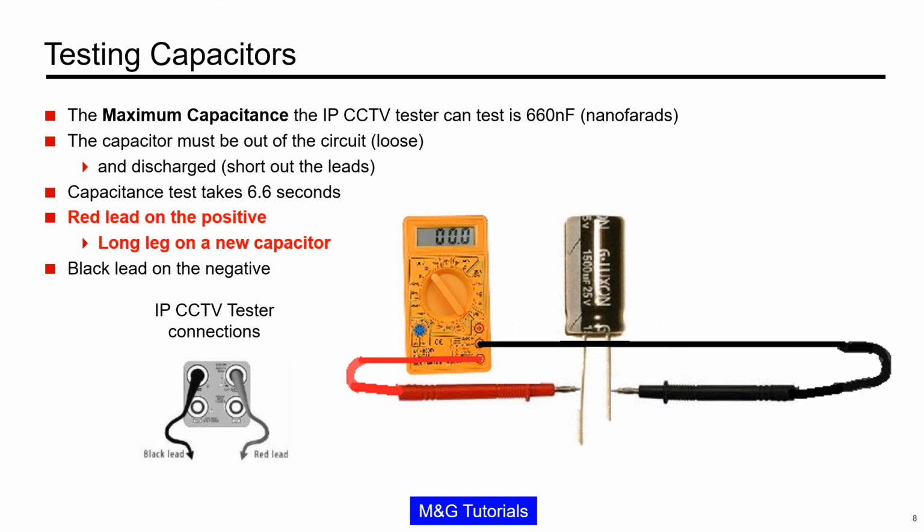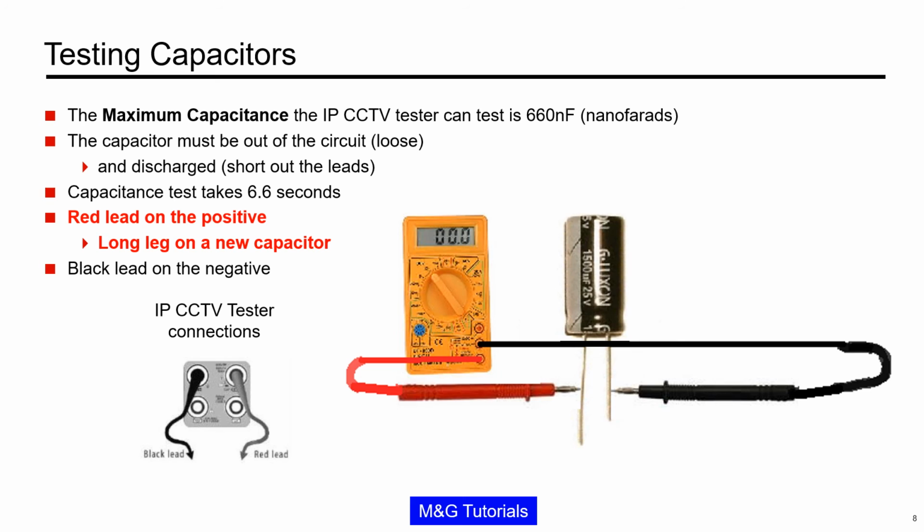Testing capacitors. The maximum capacitance the IP CCTV tester can test is 660 nanofarads. The capacitor must be out of the circuit, i.e. loose, and discharged. Short out the leads to ensure it is discharged. The capacitance test takes approximately 6.6 seconds.